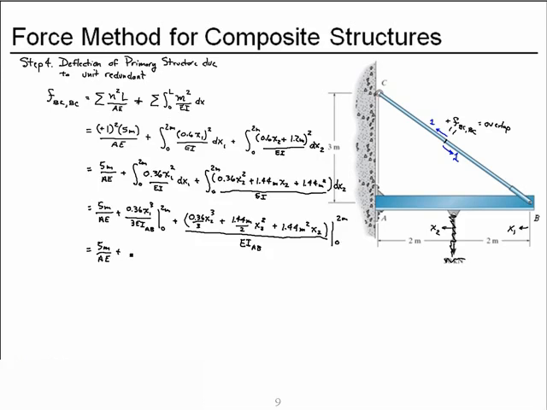When we evaluate these at the limits, we get 0.12 times 2 meters cubed divided by EI minus a 0, to which we add a 0.12 times 2 meters cubed plus 0.72 meters times 2 meters squared plus 1.44 meters squared times 2 meters. All of these terms divided by EI, and we subtract this polynomial evaluated at the lower limit, which is a minus 0.